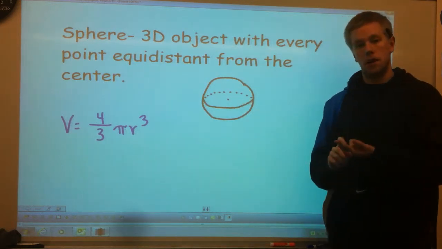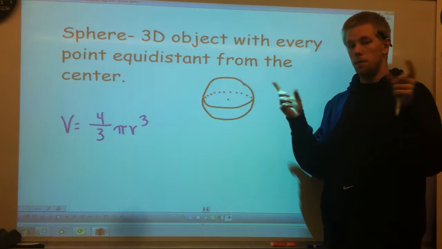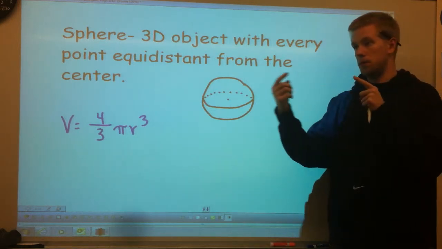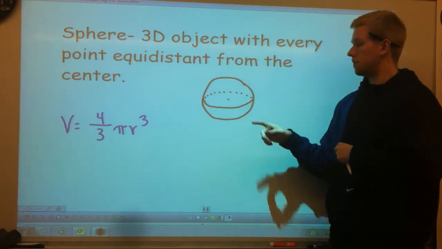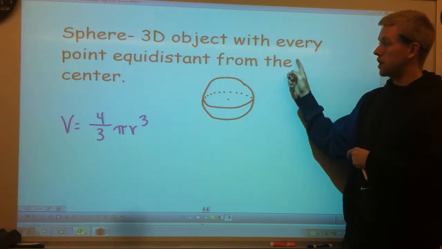Like a football. A football is not a sphere because it's not equidistant. The points on the end are not the same distance from the center as the points on the sides where the laces are. So that is a definition of a sphere.